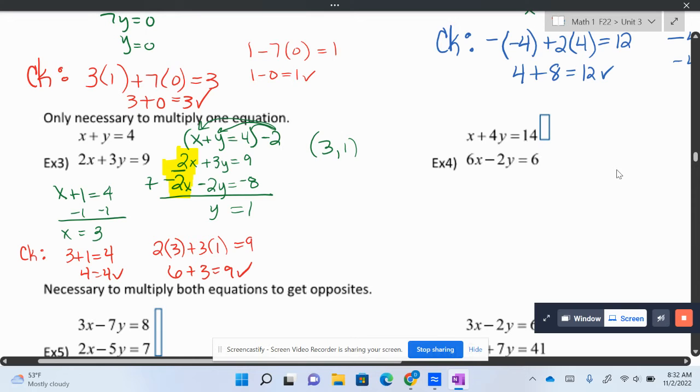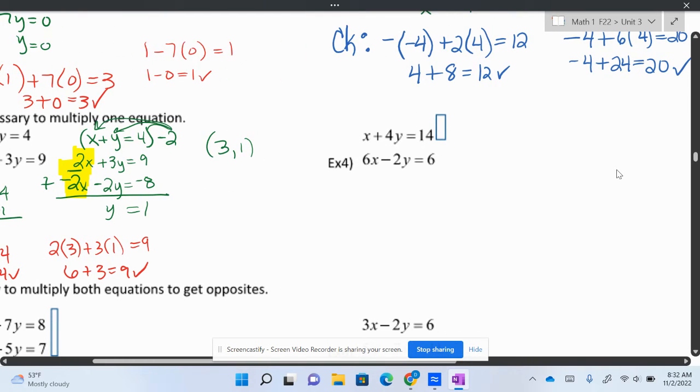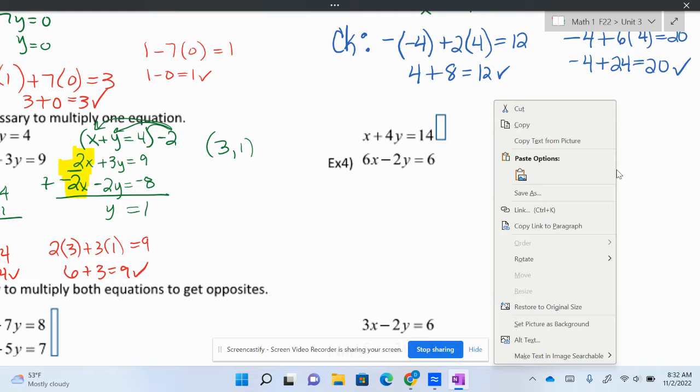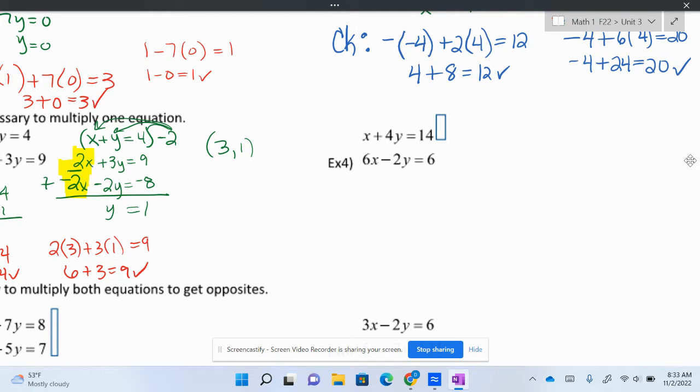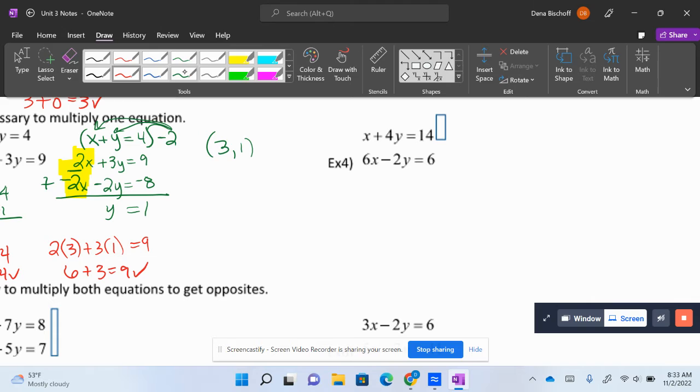Okay, so let's look at your second system of equations. What do you want to eliminate? What would be the easiest one to eliminate? You can do a couple of things. Let's talk about all the things that we could do.